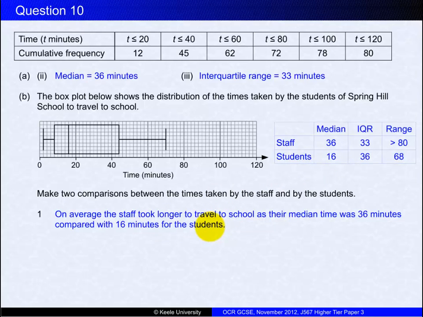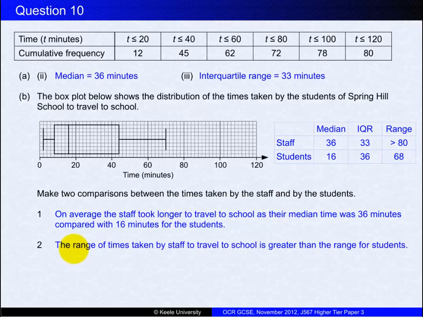The second comment on the spread of the data is a bit more complicated. The interquartile ranges are very close. We could say they're about the same, but the interquartile range is slightly higher for the students. Or we could make a comment on the range, where there's a much clearer difference. The range for the staff is significantly larger. So our second comment, the range of times taken by staff to travel to school is greater than the range for students.